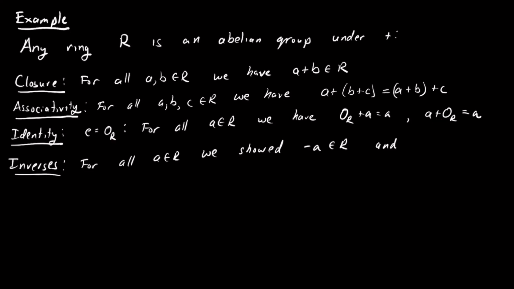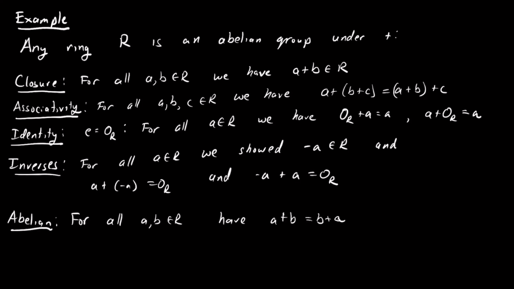We also had inverses. For every a in R, we showed that the additive inverse of a was in R. We called it negative a because we proved that it was unique. In particular, we know that a plus its additive inverse is the identity 0, and the inverse of a plus a is equal to 0. So this is again following from our ring examples from earlier, or from our ring axioms.